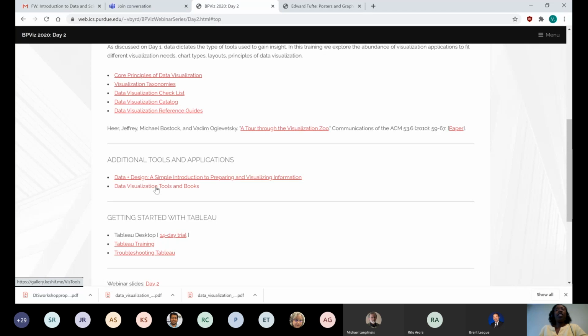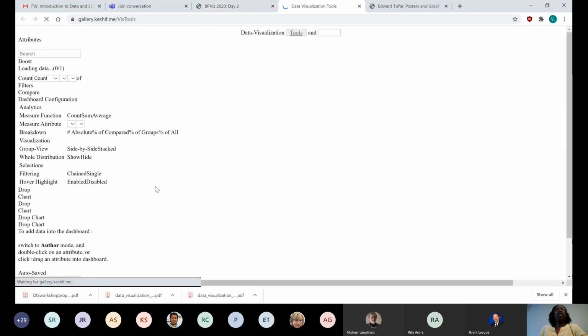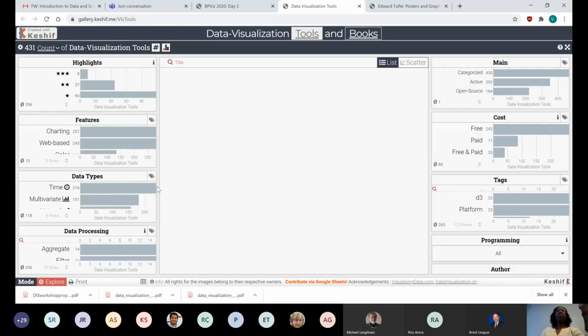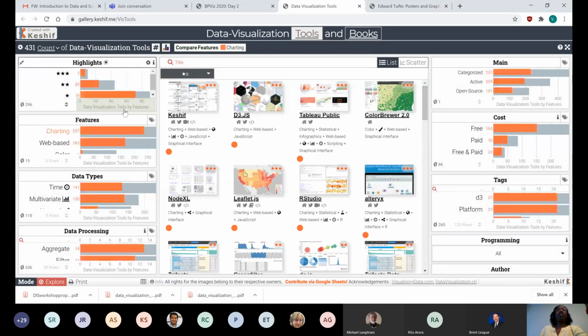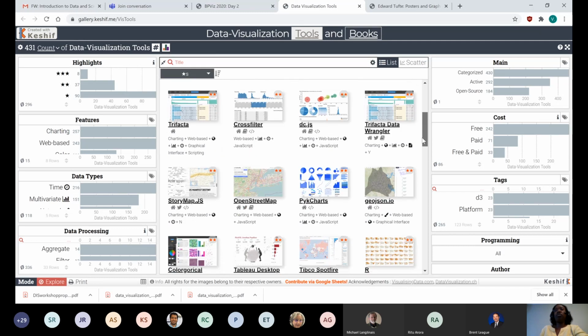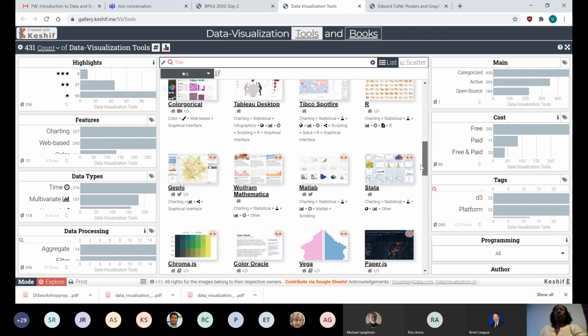If you click on this link, this is like the mother of all, to me, of all resources for data visualization. What's really cool about this, not only is it interactive, but it gives you, as it states at the top, data visualization tools and books. So if there's a book that you're interested in, or maybe you're looking for a type of book that will help you in creating different types of visualizations, this is a good source to take a look.